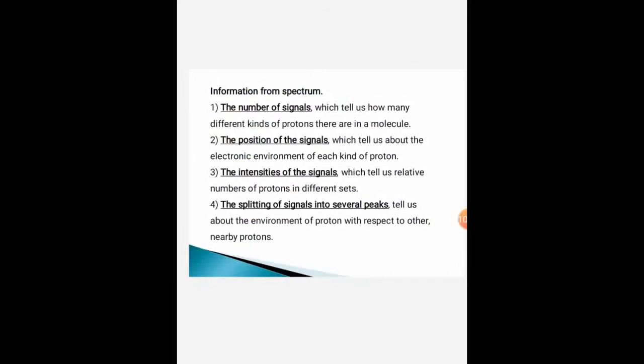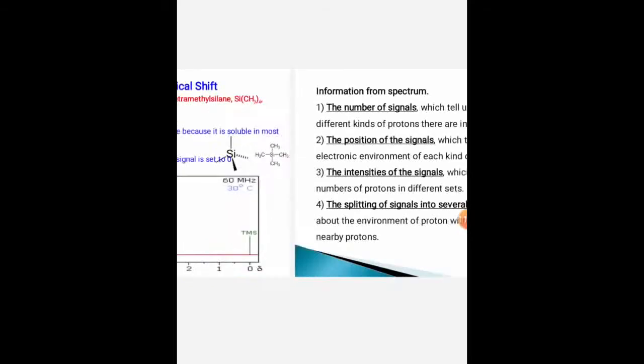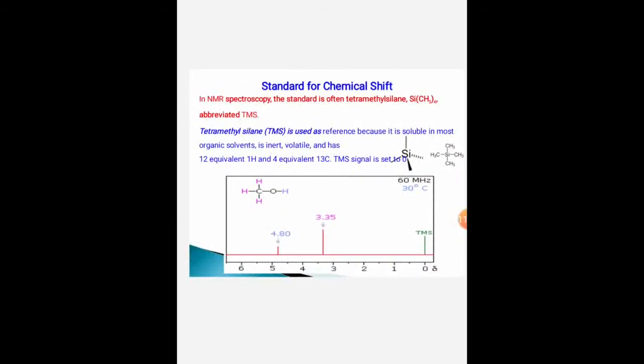Now the information which we get from this spectrum. The first information is the number of signals, which tells how many types of protons are present in the molecule. See here. In this spectrum of methanol, there are two peaks on the NMR scale. It clearly indicates that there are two sets of protons, two kinds of protons in methanol.